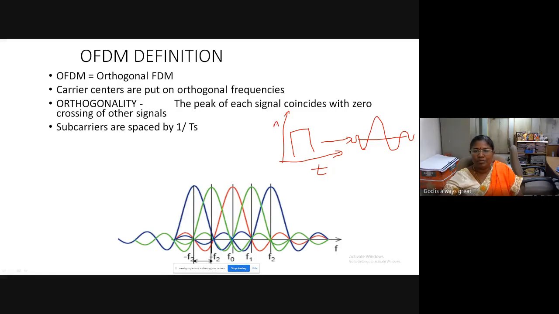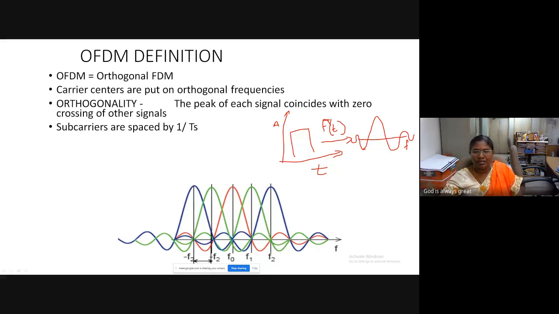This is your amplitude, this is your time. A rectangular signal in the time domain, once you transform it to the Fourier domain, you get a sinc signal. So the axis here is frequency. That's what is plotted here. You can see there is a green sinc signal, a red sinc signal and a blue sinc signal.